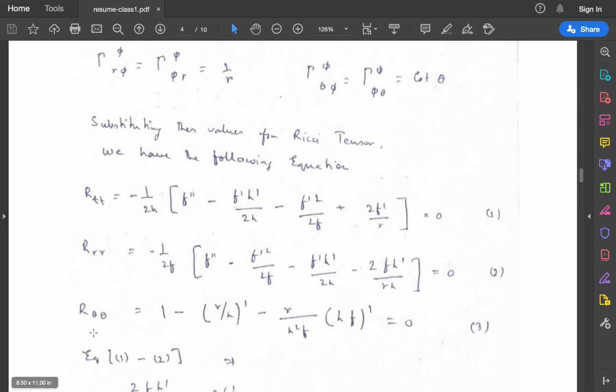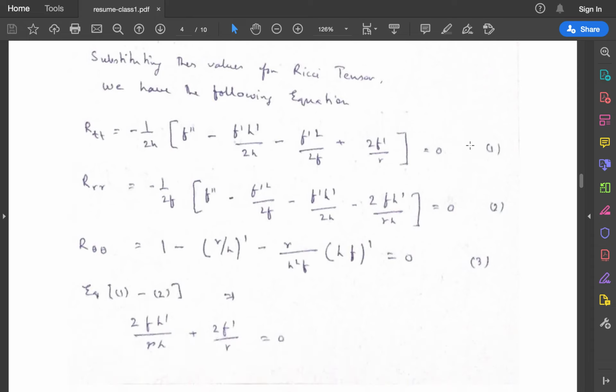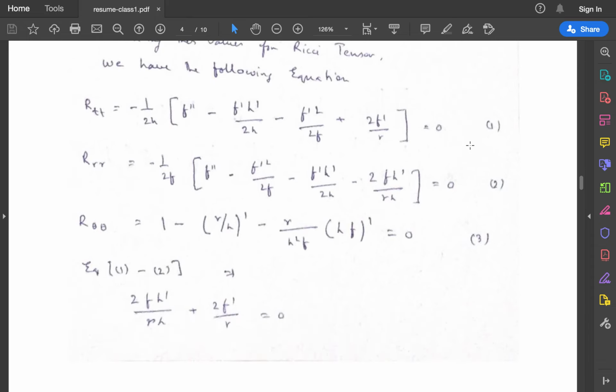We need one more equation, R theta theta, which is equal to 1 minus (r/h)' minus (r/h²f)(hf)' equal to 0. There will also be an R phi phi term, but we will not need those terms. So these three equations are enough to calculate the Einstein equation. Let us denote these equations R tt by 1, R rr by 2, and R theta theta by 3.